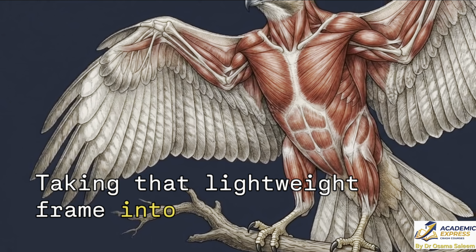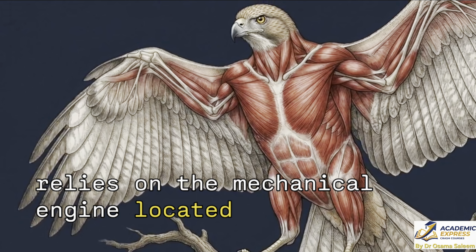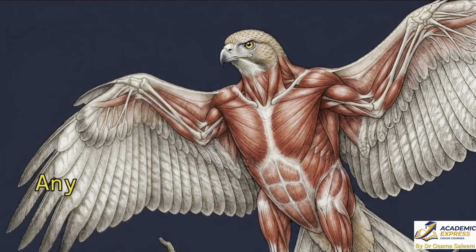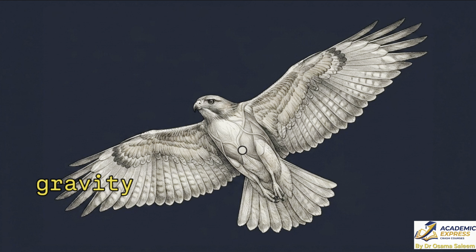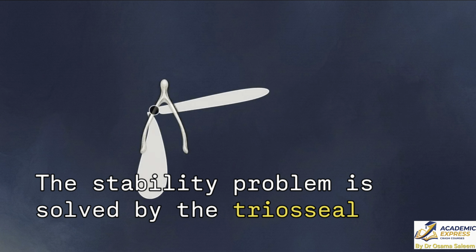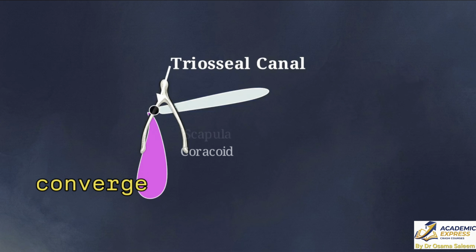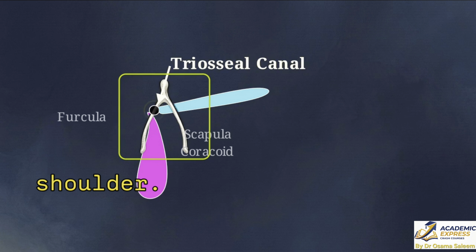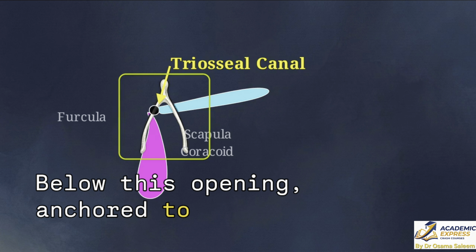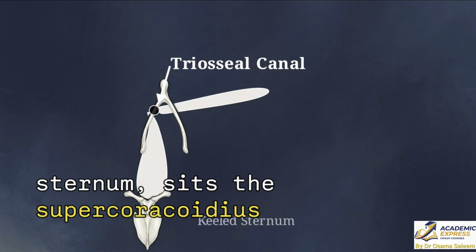Taking that lightweight frame into the air relies on the mechanical engine located at the avian shoulder joint. Any flying object must keep its center of gravity low to maintain stability in turbulent air. This stability problem is solved by the triosseal canal. Here, the coracoid, the scapula, and the furcula converge to form a specific bony opening in the shoulder. Below this opening, anchored to the keeled sternum, sits the supracoracoideus muscle.